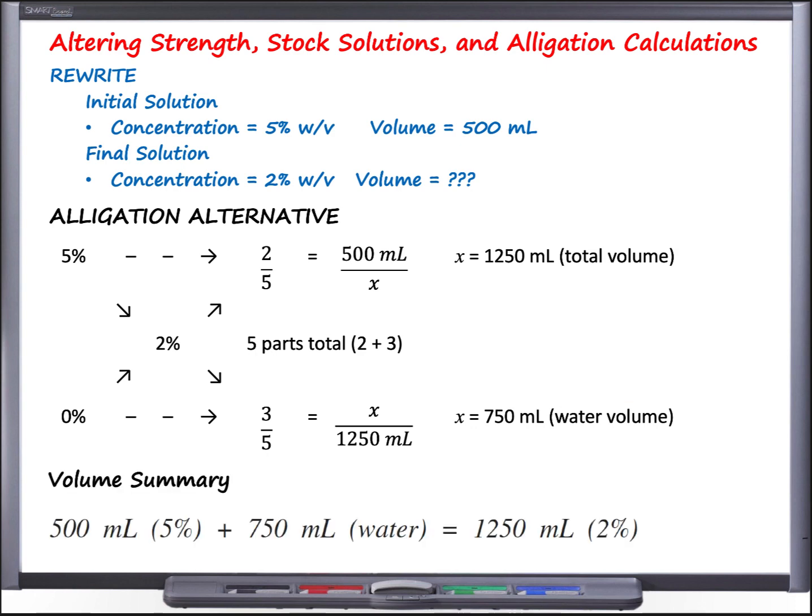Okay? So to summarize, and it's the same summary we did before, we were told to start with 500 mL of a 5% solution. But using the alligation method, you could see we solved directly that we need 750 milliliters of water. And that would give us a total volume of 1,250 milliliters that would have a final concentration of 2%. Okay, so hopefully this was helpful in helping you see that you can solve these types of problems using either the equation method or the alligation alternative. And they will, in the end, produce the same answer.